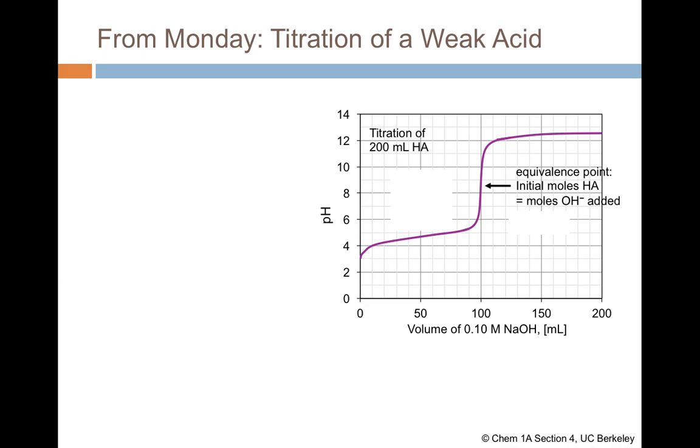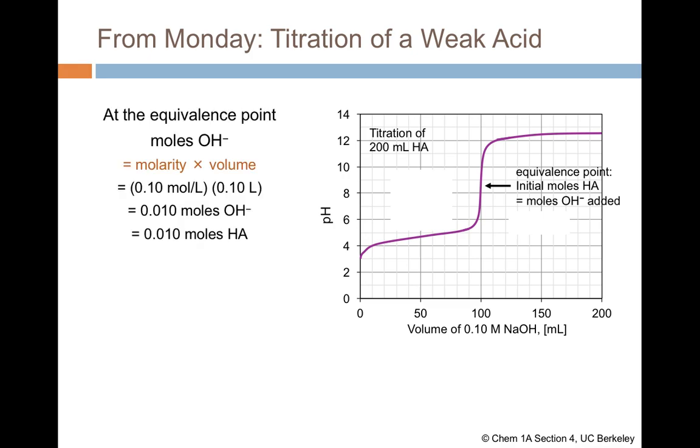So the fact that these 2 moles are equal to each other at the equivalence point lets us do a little calculation. So we can first find the moles of OH- by multiplying our known molarity of sodium hydroxide by the volume that we've added at the equivalence point. In this case, that's 100 milliliters, which corresponds to 0.1 liters. So we find that we have added 0.01 moles of hydroxide, and that is how many moles of HA we had in our original solution by definition.